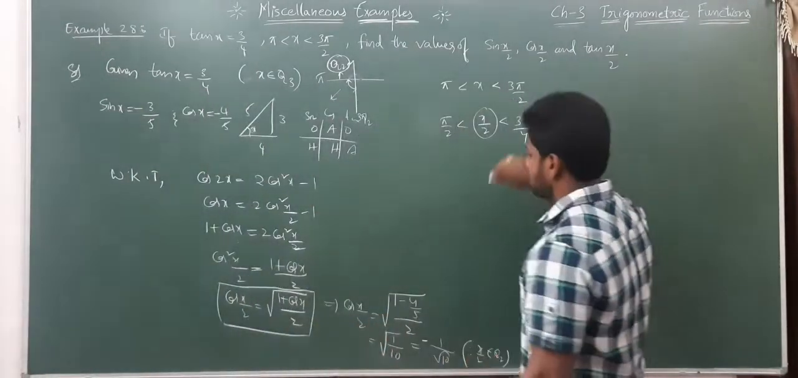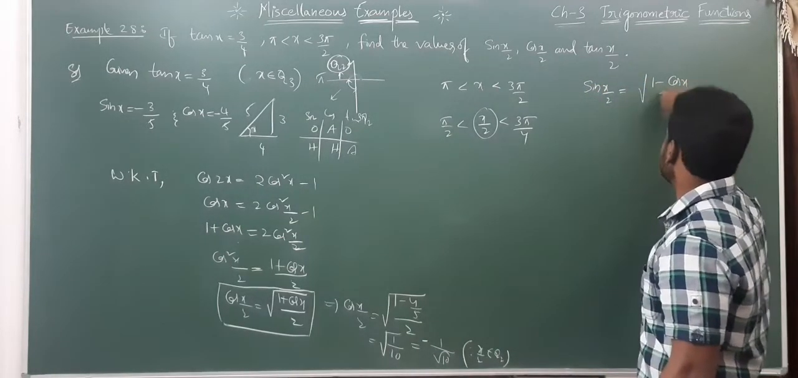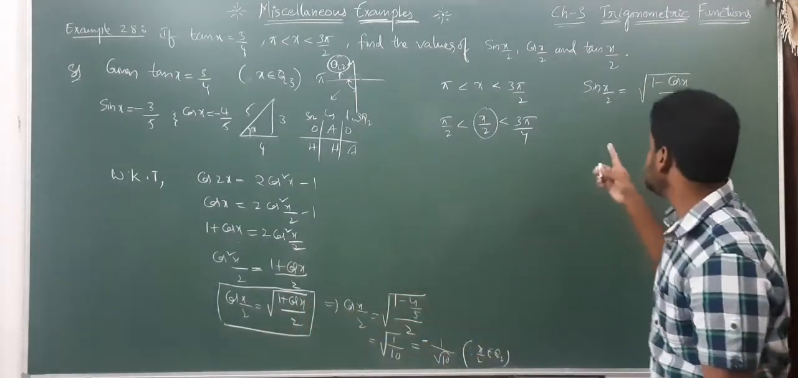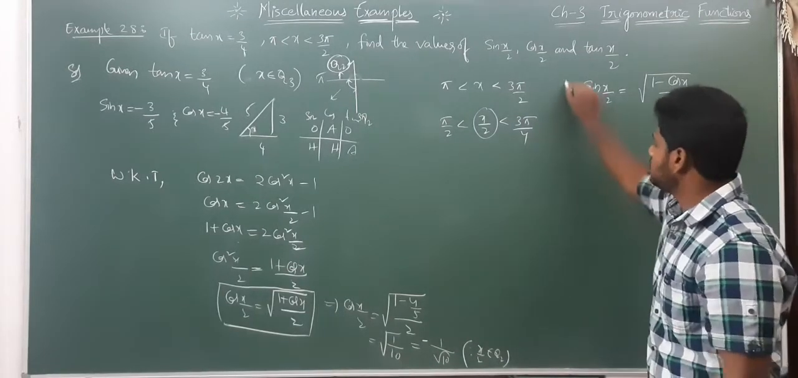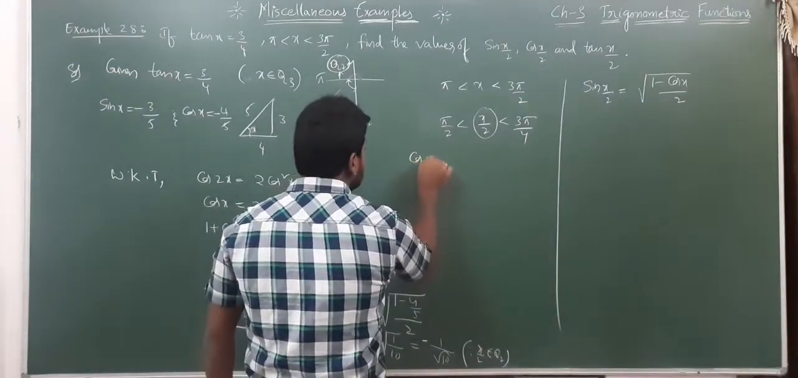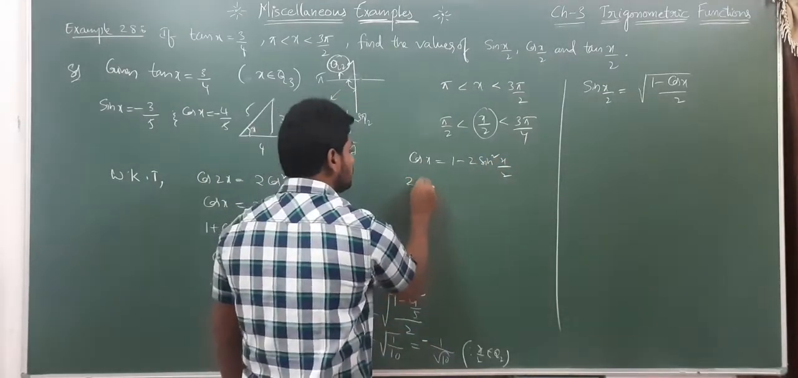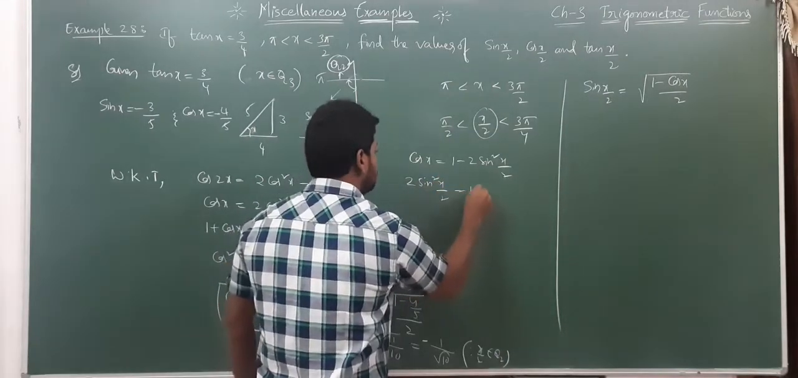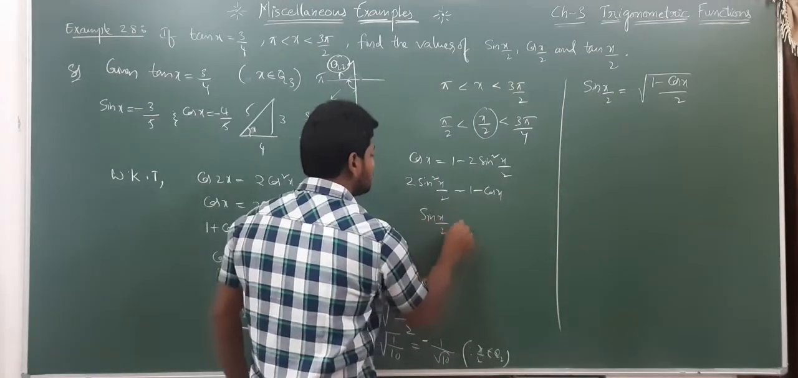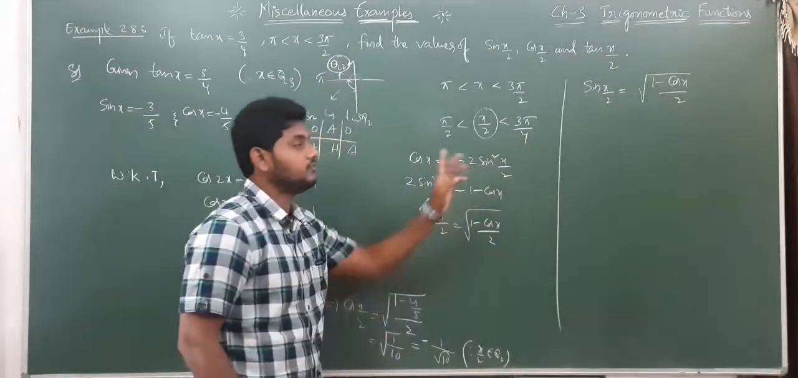Now again, the formula of sin x by 2 is equal to square root of (1 minus cos x) by 2. Remember these two. Cos x by 2 is square root of (1 plus cos x) by 2. Sin x by 2 is square root of (1 minus cos x) by 2. You may ask why it is square root of (1 minus cos x) by 2. Because we have the formula cos x equal to 1 minus 2 sin square x by 2. So 2 sin square x by 2 is equal to 1 minus cos x. So 2 will come here, and the square becomes root. So sin x by 2 equals square root of (1 minus cos x) by 2. So this is the sin x by 2 formula.